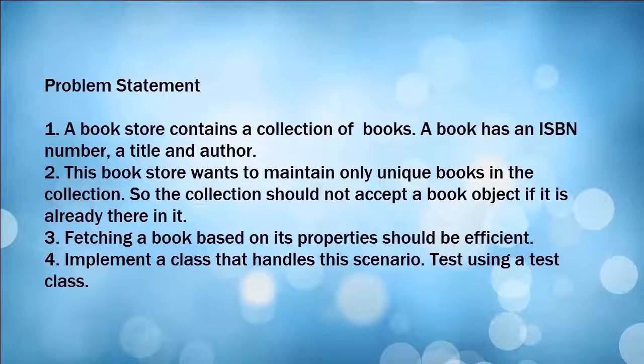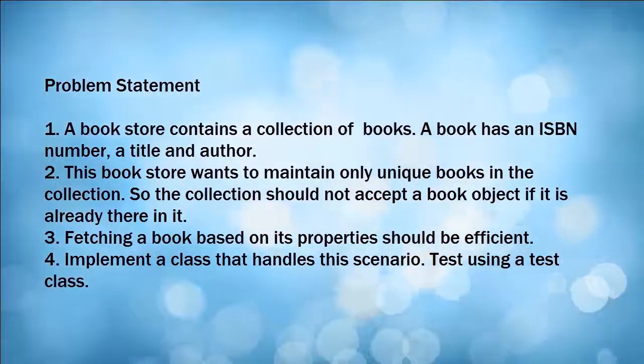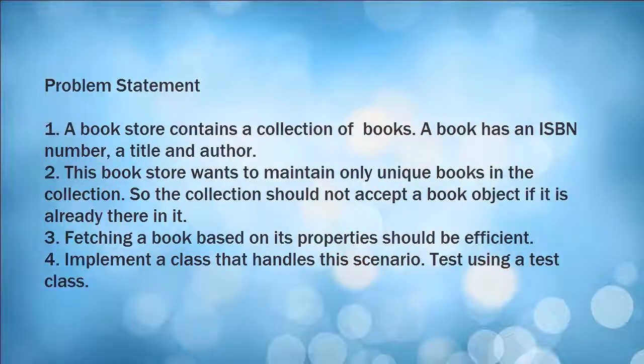This bookstore wants to maintain only unique books in the collection. So the collection should not accept a book object if it is already there in it. Also, fetching a book based on its properties should be efficient. Implement a class that handles this scenario. Test using a test class.